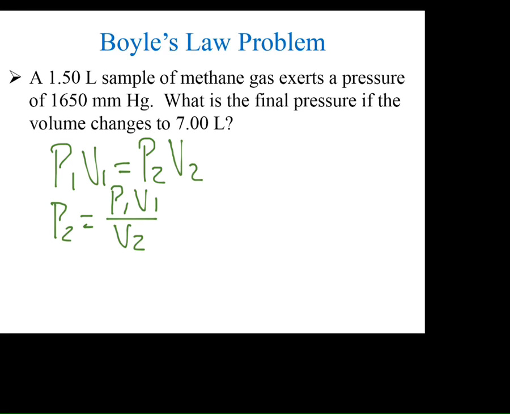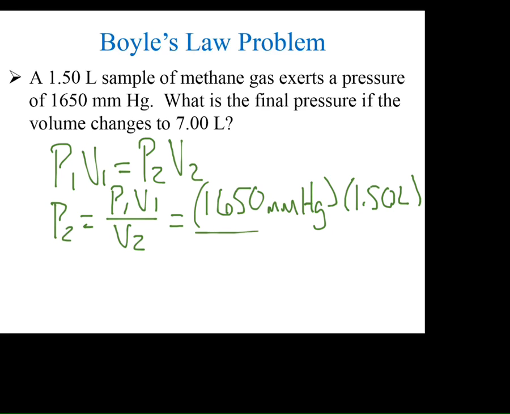Yeah, so there's a little bit of algebra in this chapter. Okay, so we just plug in what we know. What was P1, the initial pressure? 1650 millimeters of mercury. Okay, great. What was V1, the starting volume? 1.50 liters over V2, 7.00 liters. Okay, so what units are going to cancel here? The liters, right. And I'll be left with millimeters of mercury, which makes sense because I'm finding a pressure. That's a unit of pressure.